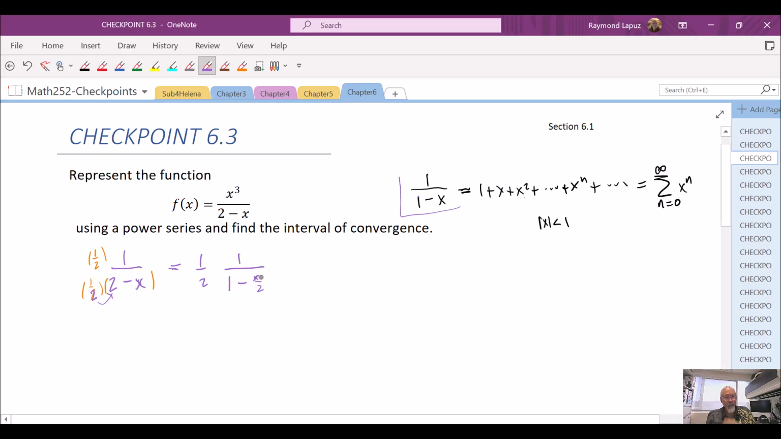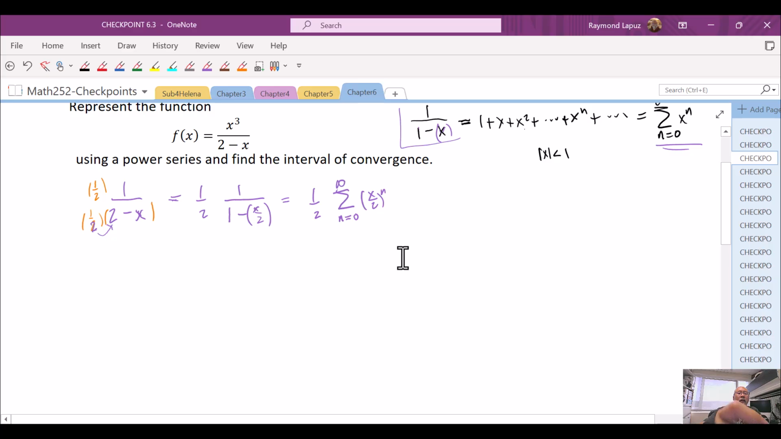Okay? So if I consider this thing as my x value, and then I have a constant 1/2 just sitting outside, then I can imagine that this is equivalent to the series as n goes from 0 to infinity of not just x anymore, but x over 2 to the nth power. Okay? All right, so that's our first step, and then now we want to incorporate the x to the third.